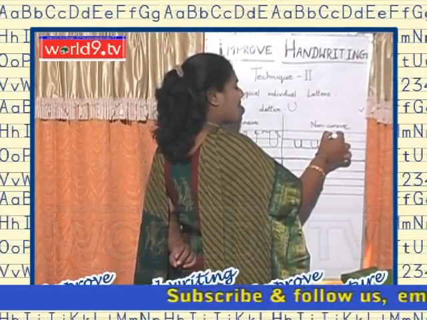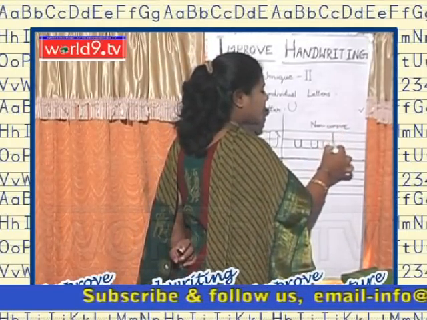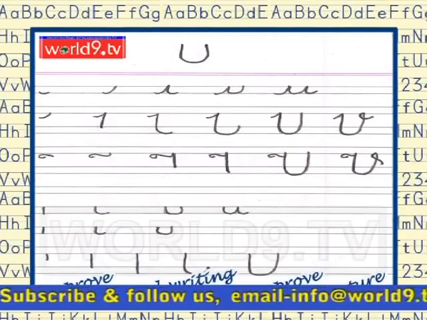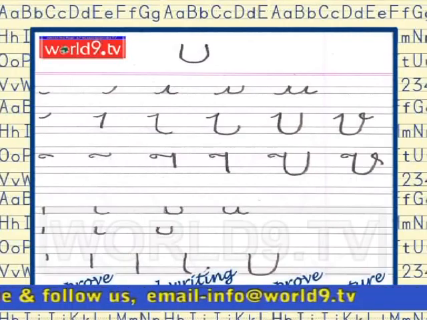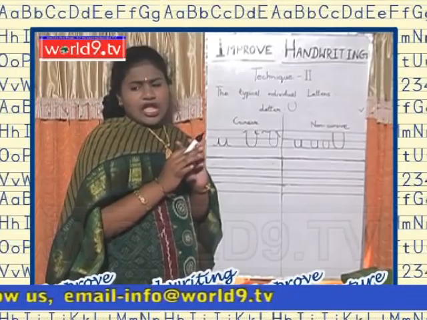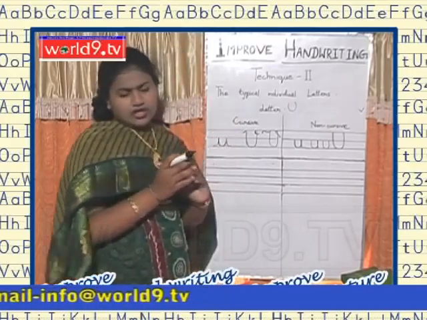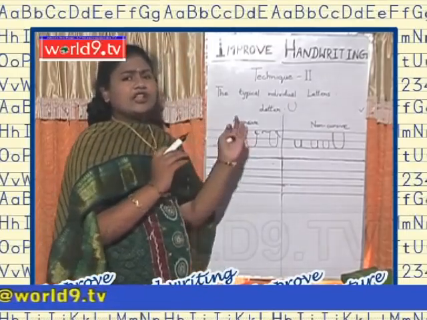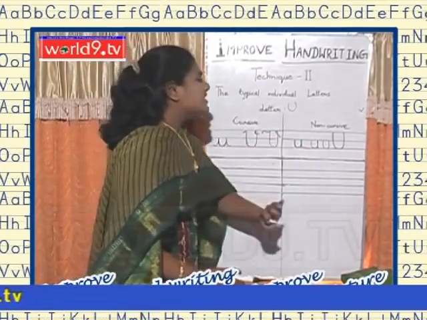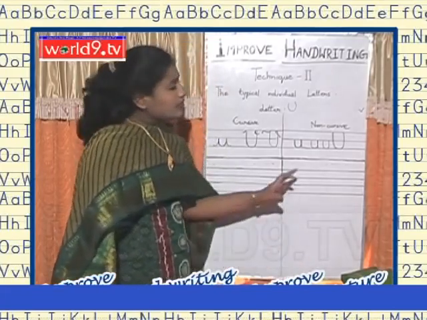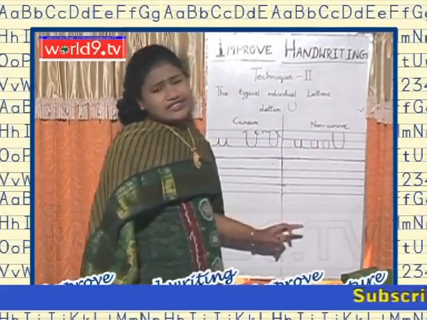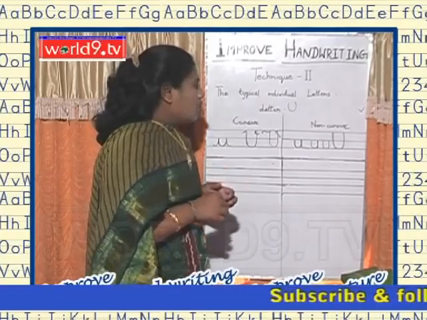Now coming to capital U, how to write capital U in cursive? We write U the same way. We should not have any starting tail or ending tail, like this. This is capital U. Okay.